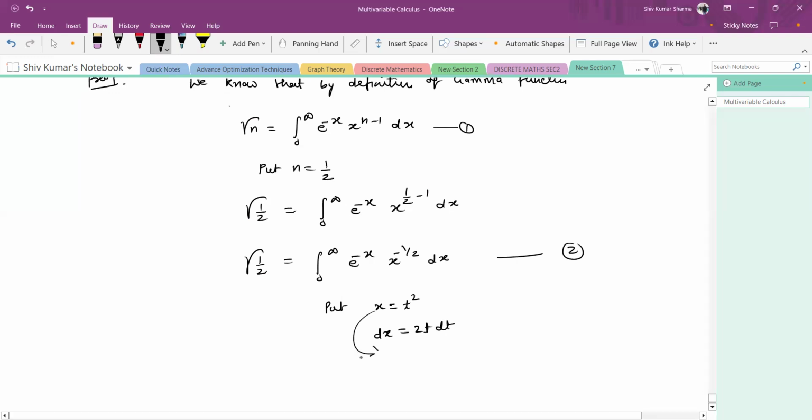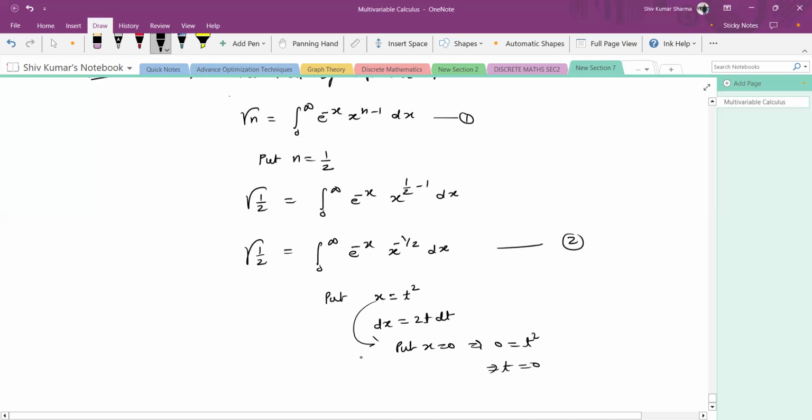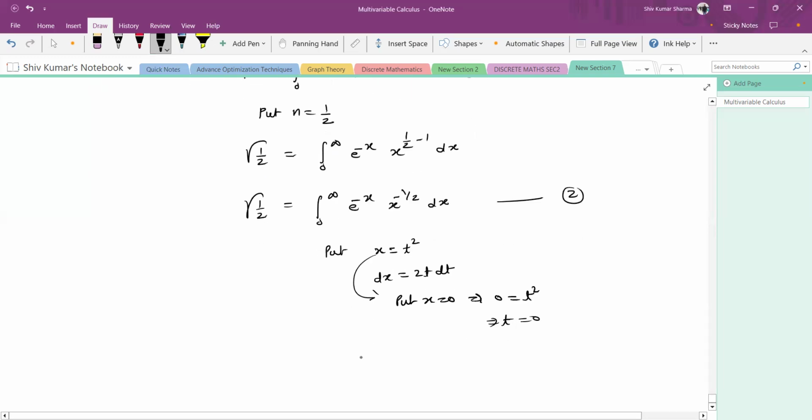When we talk about the limits, when we put the lower limit, x is equal to 0, that means we put 0 equal to t square, which gives us t equal to 0. And for the upper limit, x is equal to infinity, so infinity is equal to t square, which gives us t equal to infinity. The limits remain unchanged: t equal to 0 to t equal to infinity.